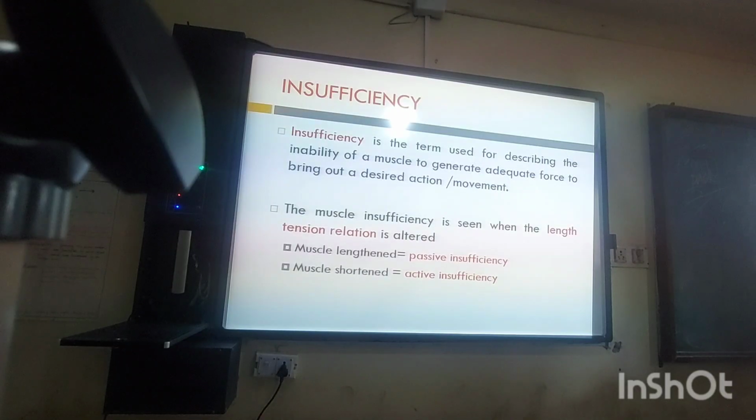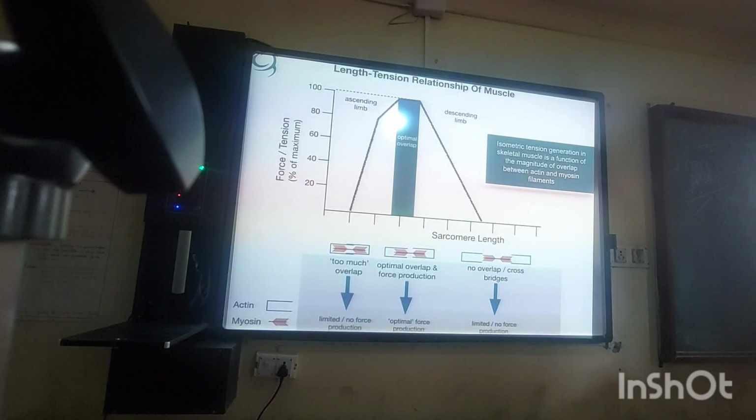Here we will be talking about sarcomere length, actin and myosin filament length. So the simple way is: when the muscle is lengthened, it is said to be passively insufficient, and when the muscle is shortened, it is said to be actively insufficient. Shortening of the muscle is when the muscle contracts, and lengthening of the muscle is when the muscle is stretched or elongated. Fine.